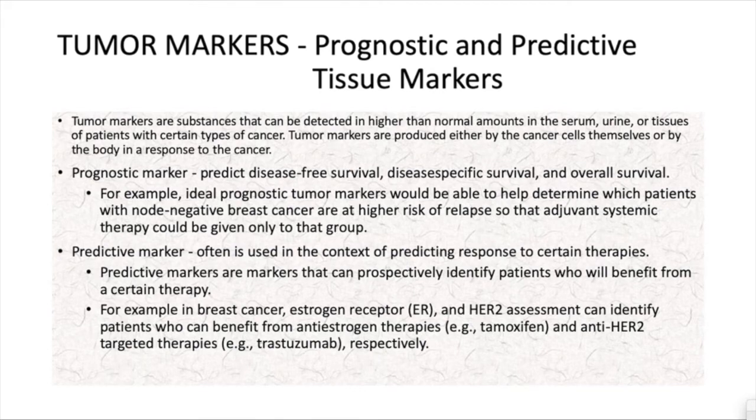For example, in the case of breast cancer, estrogen receptor ER and HER2 assessment can identify the patient who can benefit from anti-estrogen therapies. So we should see if the breast cancer is estrogen receptor positive or estrogen receptor negative, which can benefit us from giving anti-estrogen therapies, that is tamoxifen. And we should also assess the HER2, so we can give HER2 targeted therapies like trastuzumab or pertuzumab or any other medications.